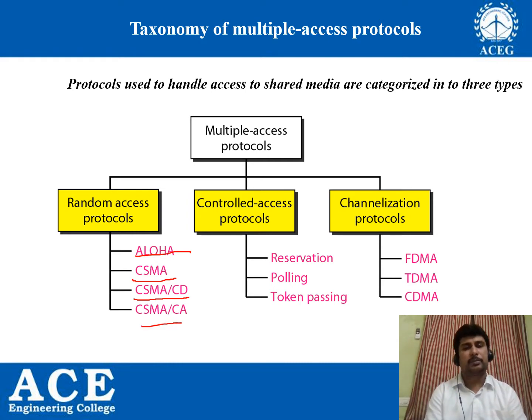The controlled access protocol, which is the second type of multiple access protocol, is categorized into three types, namely reservation, polling, and token passing. The third type of multiple access protocol is referred to as channelization protocol, which is categorized as frequency division multiple access, time division multiple access, and code division multiple access. We'll try to understand each of these protocols in detail in this class.